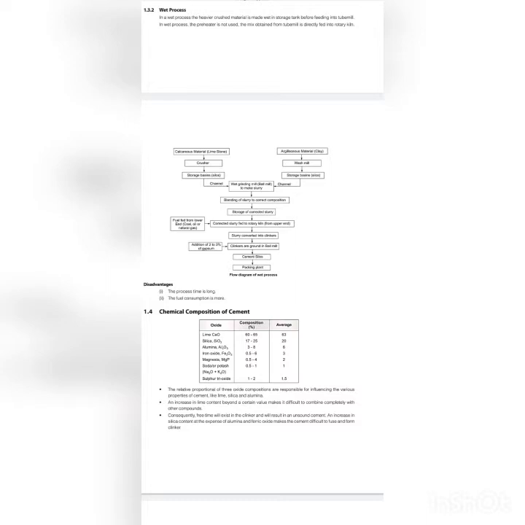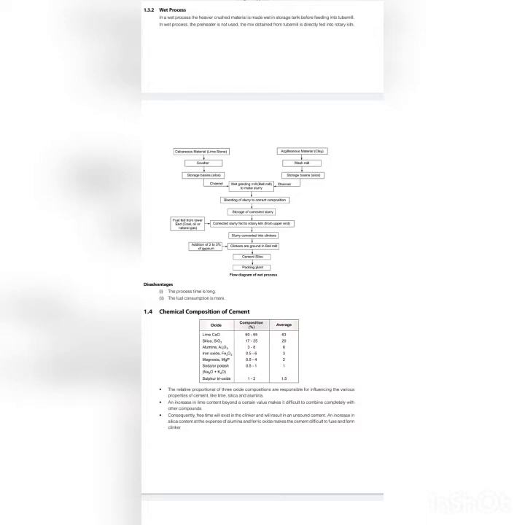Magnesia, MgO, the composition percentage of magnesia is 0.5 to 4% and average is 2%. Soda or potash, Na2O plus K2O, is 0.5 to 1%, average 1%. Sulfur trioxide, the composition percentage of sulfur trioxide is 1 to 2%, average 1.5%.